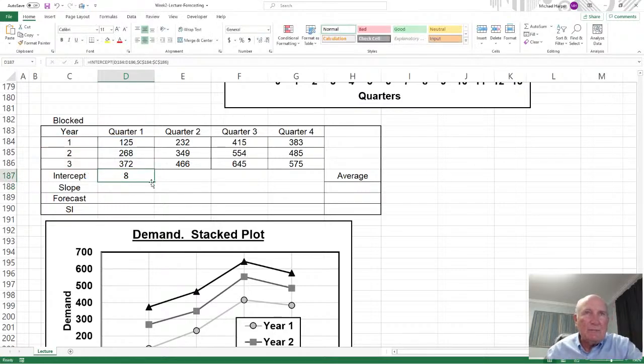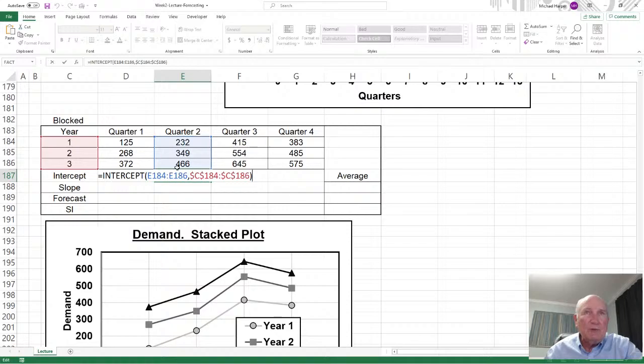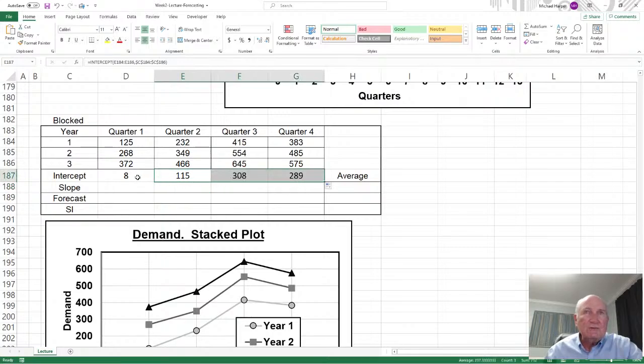If I do this and copy it again this way, and look at this, notice what happens here. I have the blue, but the red doesn't change. The blue changes, but the red doesn't. So I can copy this over for the quarter 3 and quarter 4, and there's the intercept for quarters 1, 2, 3, and 4 for years 1, 2, and 3.